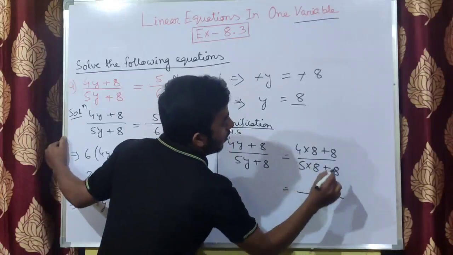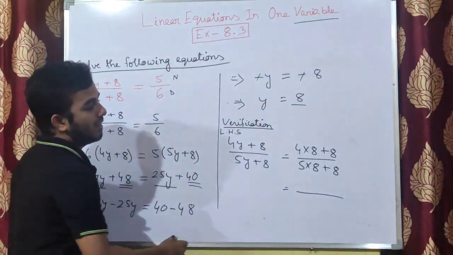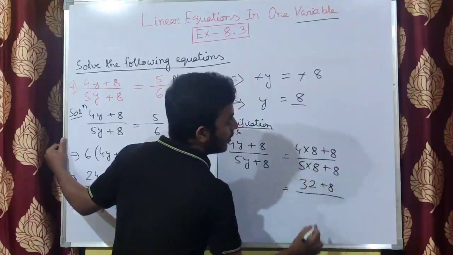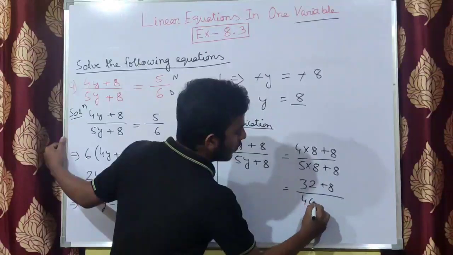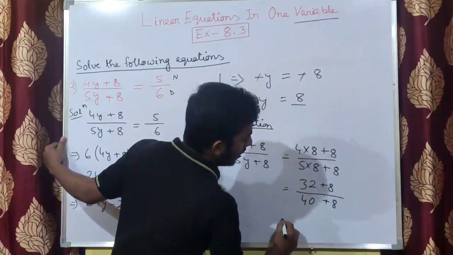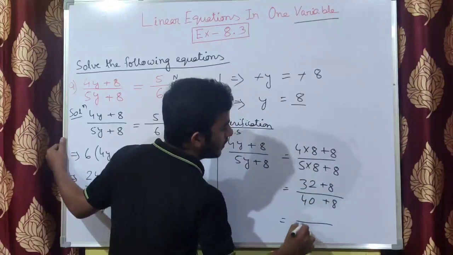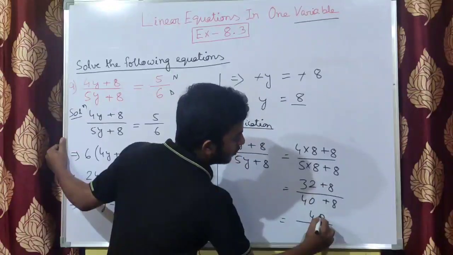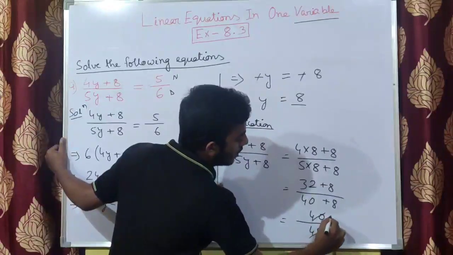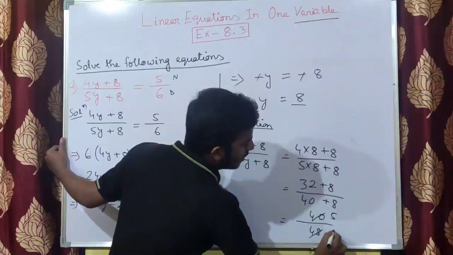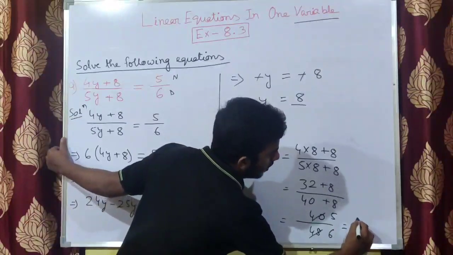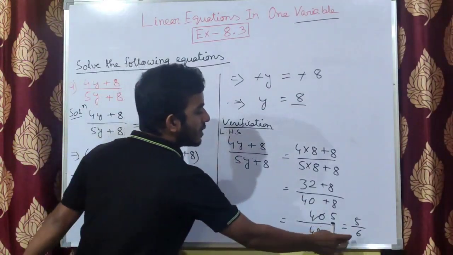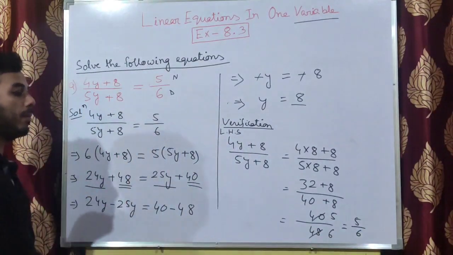So 4 multiply 8 is how much? It is 32, right? 32 plus 8, and 5 into 8 how much? 40. 40 plus 8. Then 32 plus 8 is how much? 40, and this is how much? 48. So it will get cancelled with 8, 5 into 8 is 40, 8 into 6 is 48. So 5 by 6. Look, left hand side is 5 by 6. Right hand side is also 5 by 6.